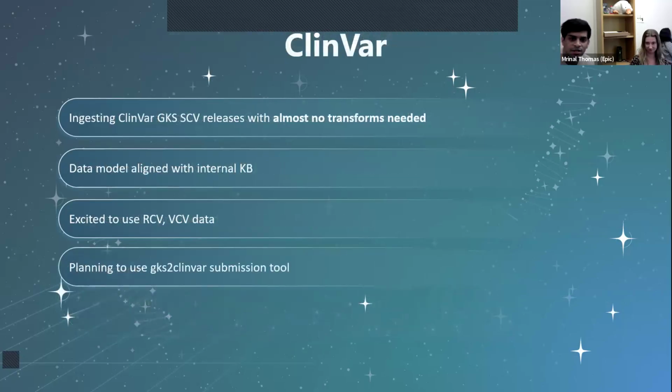Back to Myrtle. Yes, I'll take over because I worked on ClinVar integration with Larry. So for those who don't know, ClinVar is a really important resource in genomics. It's a resource that both our clinicians and lab users are really interested in. And I would say, as a broad statement, that the ClinVar GKS dataset that Larry and his team have created is really, in my mind, a model of how standards-based knowledge exchange should work in the future.